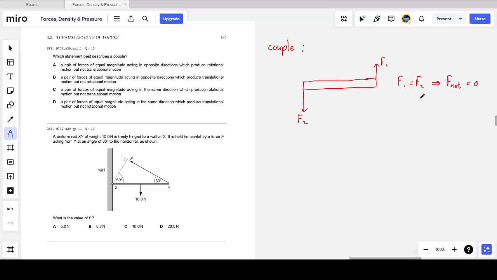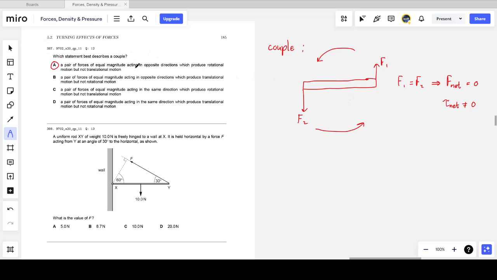But it will rotate because the net torque will not be 0. Because I have an anti-clockwise torque and another anti-clockwise torque. And so obviously two anti-clockwise torques can't balance, and this rod will rotate anti-clockwise. If there's going to be a rotation, there has to be a net torque. And this corresponds to option A.